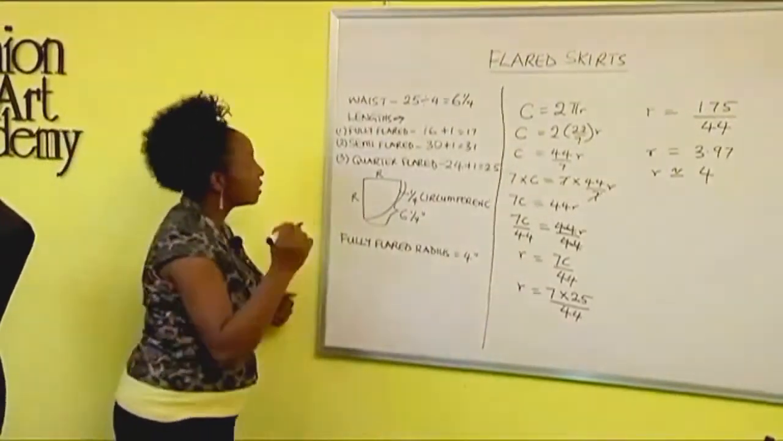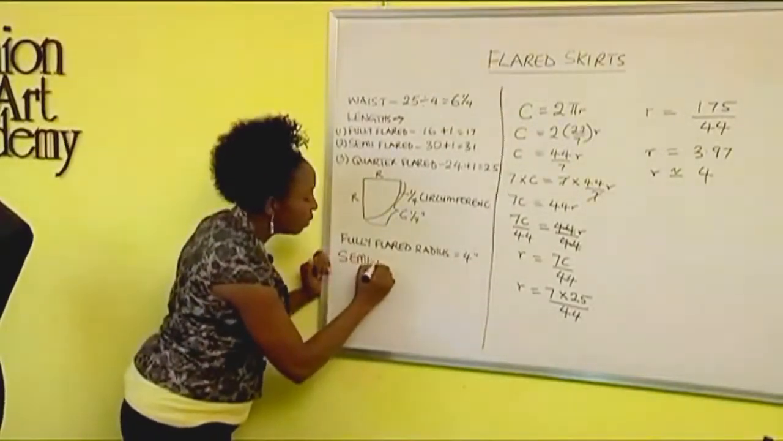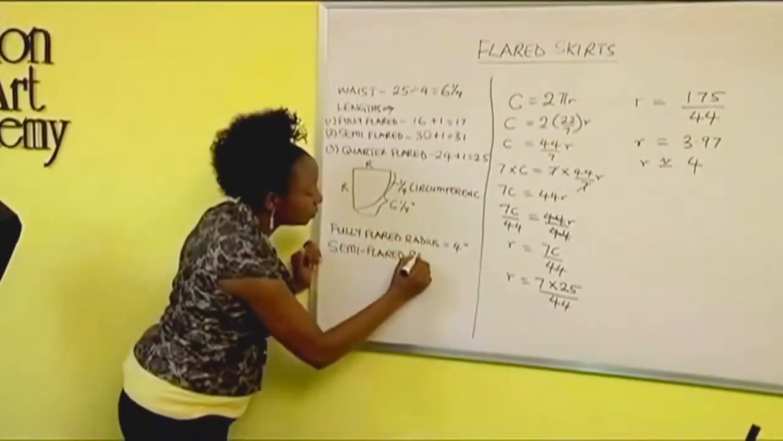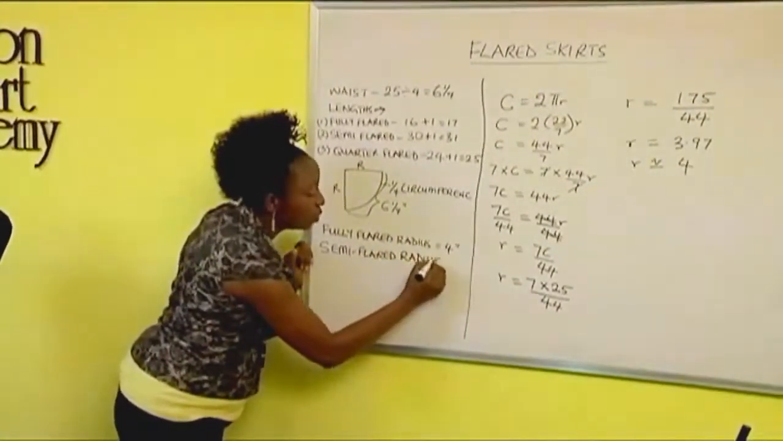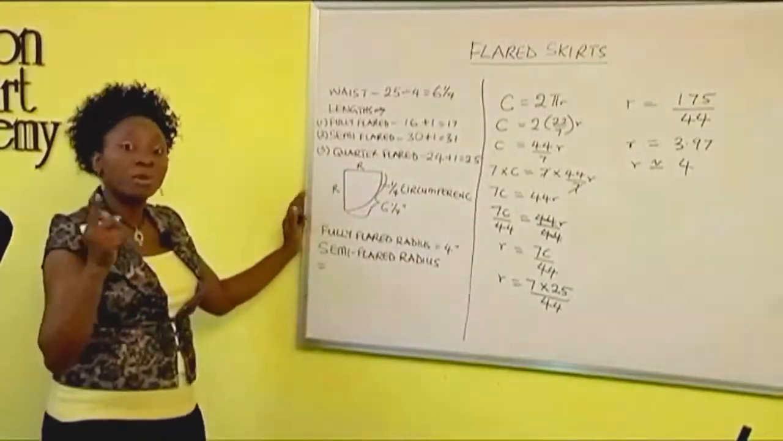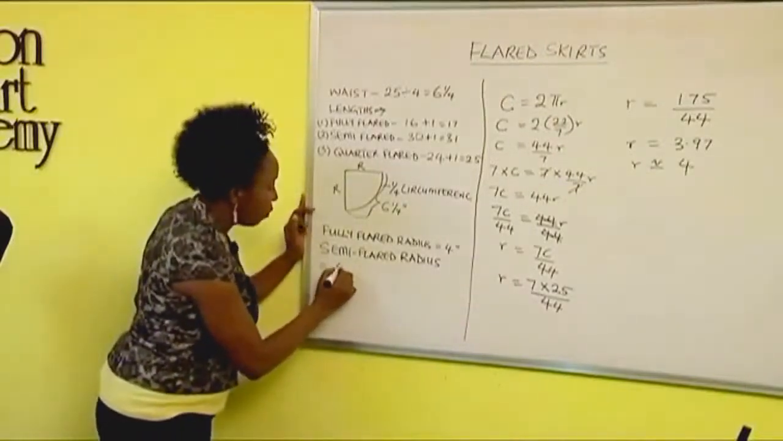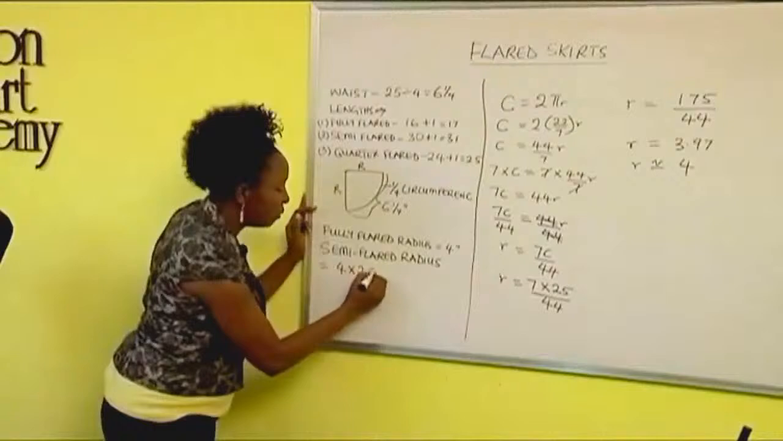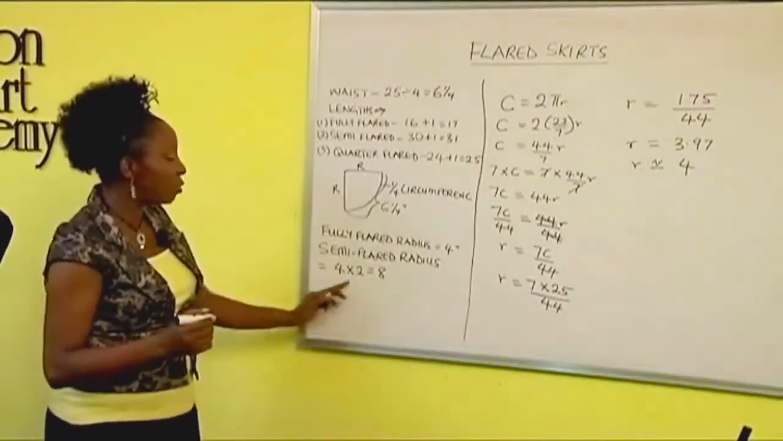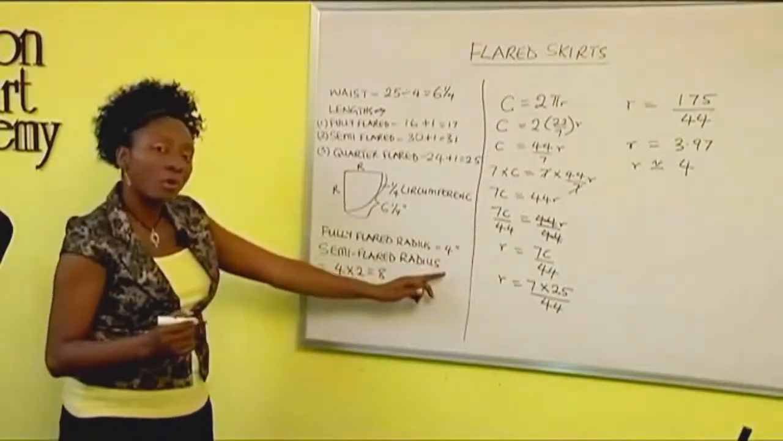So for our semi-flared radius, what I would do is take this 4 inches I have here and all I do is multiply it by 2. That's 4 times 2, which gives me 8. That's what I'm going to use. I'm going to use 8 inches for my semi-flared radius. I'm not going to use 4 inches.